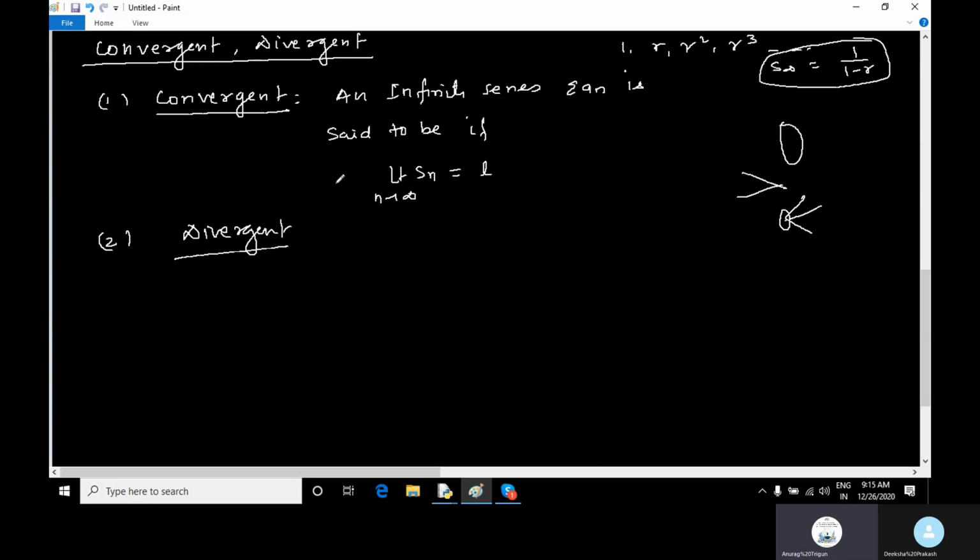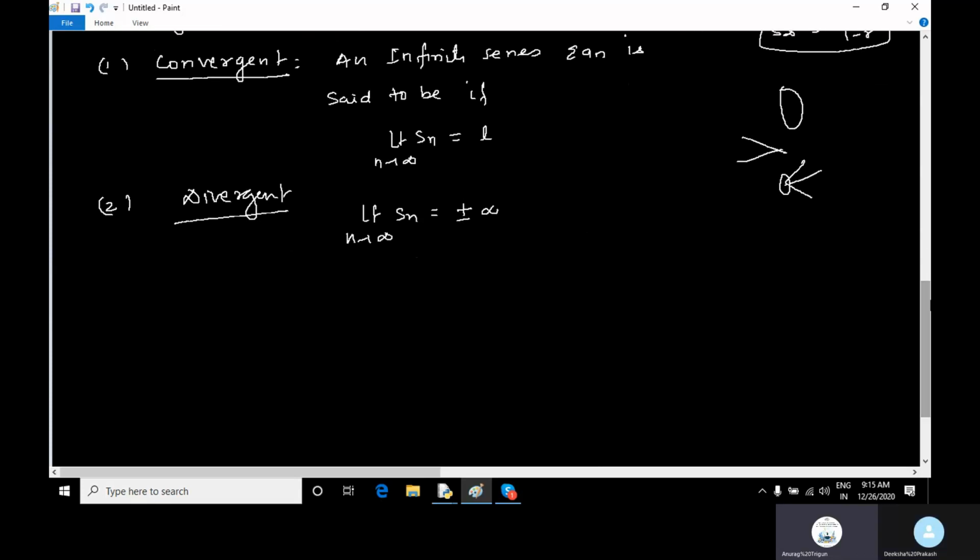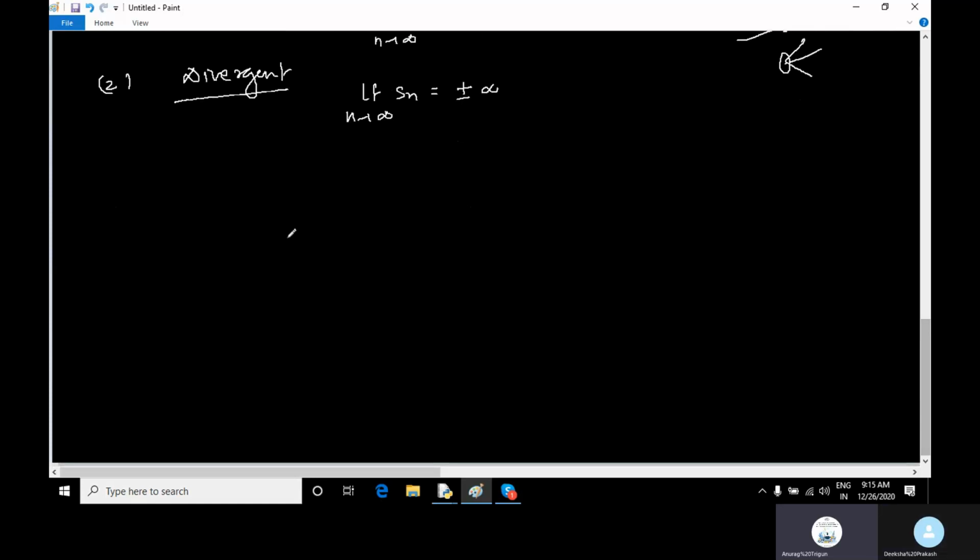An infinite series, summation of a_n, is said to be divergent if the limit as n tends to infinity of S_n goes to infinity, either positive infinity or negative infinity. Okay, getting here? Yes. I will do many problems based on convergent and divergent, but let me first explain the definitions. So this is convergent and divergent. The third one will be oscillation.